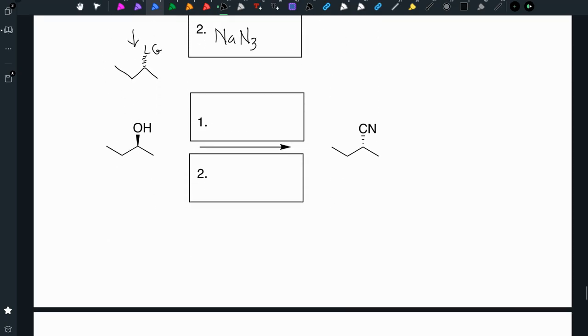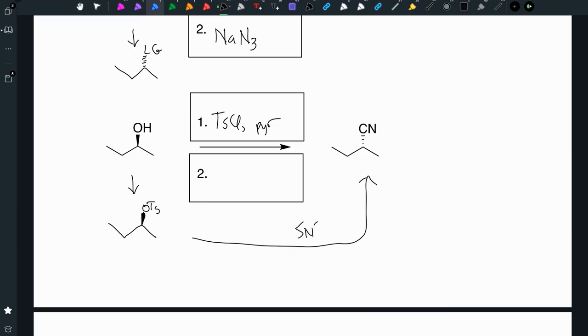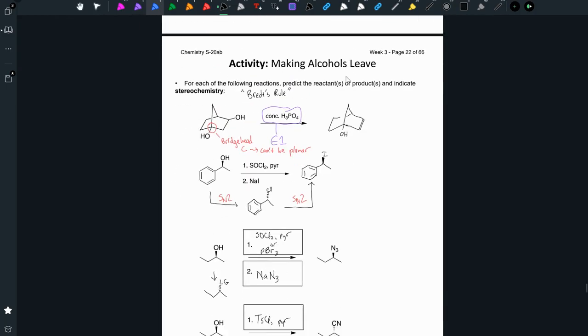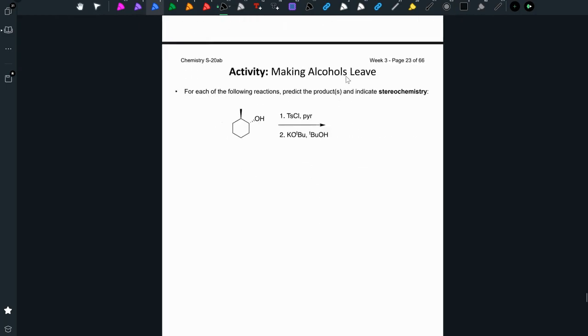For this last one, I want to invert the stereochemistry just once. So this would be a case where I would use tosyl chloride. That gives me the same stereochemistry. And then when I do an SN2, that will give me the opposite stereochemistry. So I want to use NaCN there, or just CN minus. All right, hopefully you did well with those examples, but let me know what questions you have.